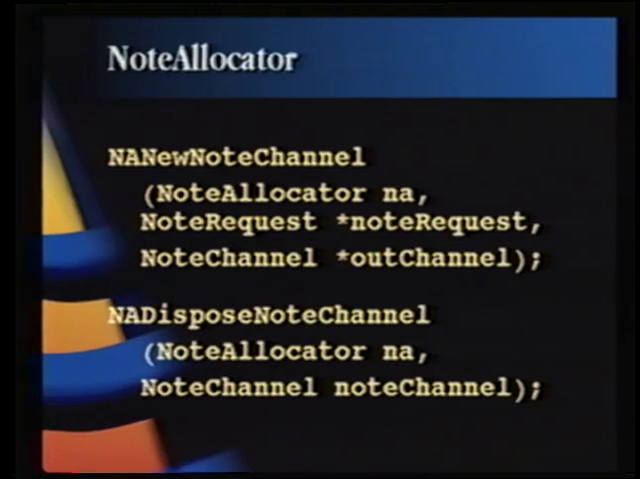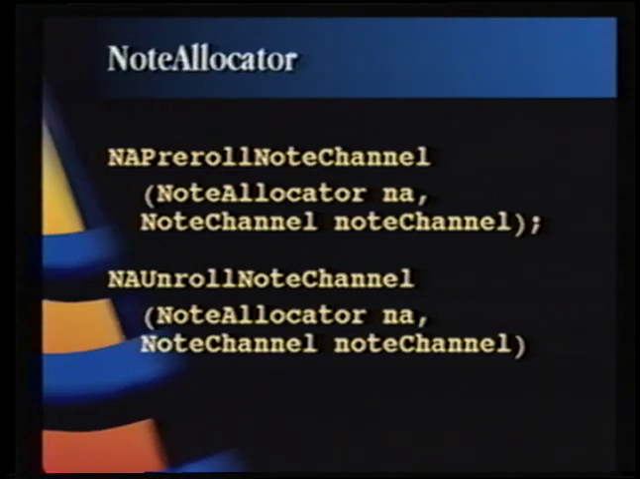Okay, how you allocate a note channel to play individual notes on, not a whole sequence, is with the new note channel call. You pass in a note request, which has the polyphony and the instruments that you'd like to use. And then it passes you back a note channel. And to this, you can make calls like play note and set knob and set controller. When you're done with it, you call dispose channel. When you close your note allocator component, it will dispose of any note channels which you allocated with that component. So if your application quits, the component manager closes all components that you've opened, which in turn will dispose your note channels.